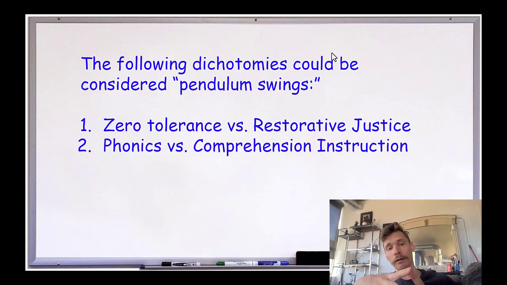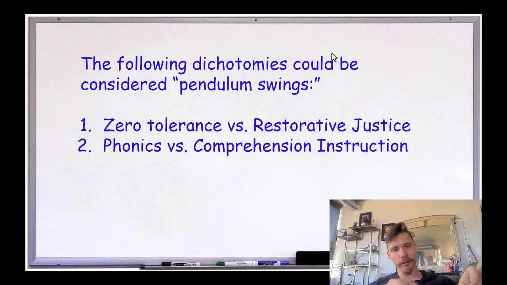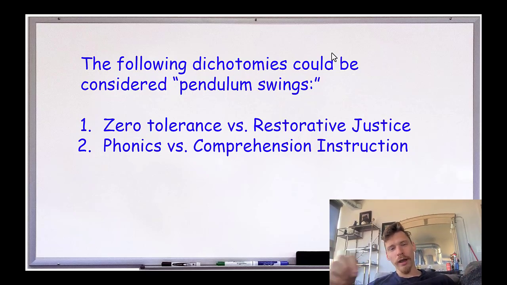And then another dichotomy that's kind of become a pendulum swing is phonics versus comprehension instruction. So do we teach kids, especially in the primary grades, do we focus on teaching letters and sounds and phonics skills, like blending those sounds and using those skills to read new words or to decode new words? Or do we focus on comprehension? So not deal with the individual letters and sounds, but focus on the whole word, the whole sentence, the whole passage, and really understanding from a more global or macro level.